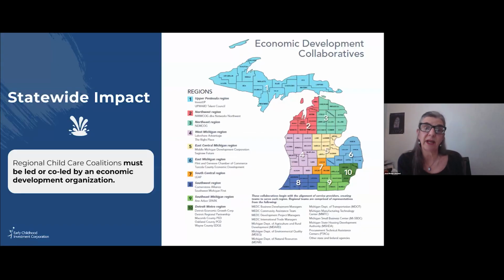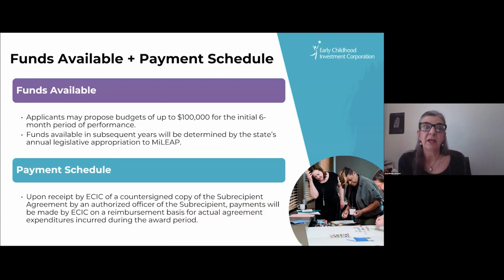In terms of our payment schedule, payments are going to be provided on a reimbursement basis for actual expenditures that are incurred during the award period. And we anticipate a monthly submission of a statement of expenditures, which we will then reimburse.